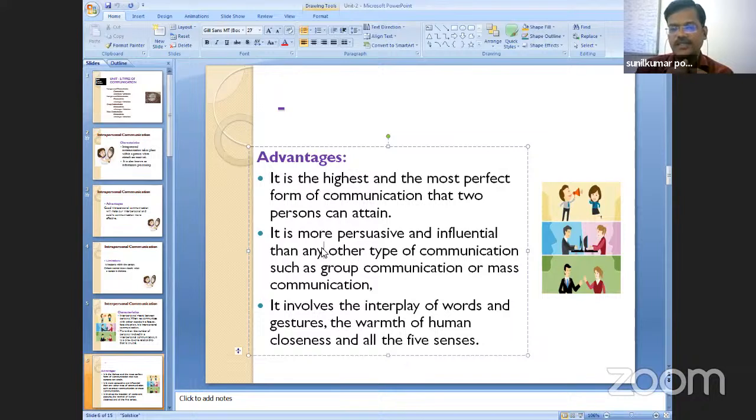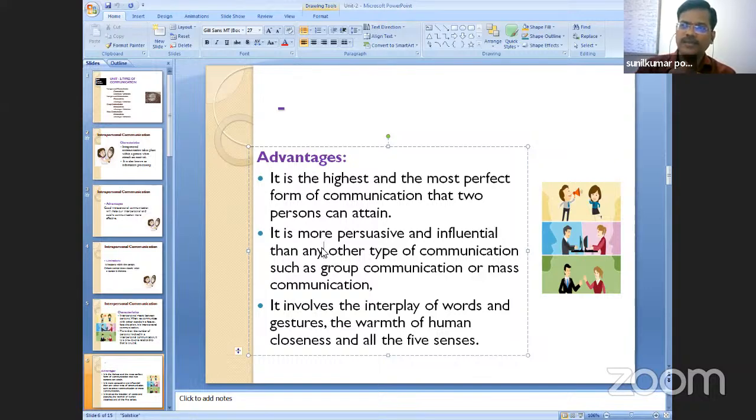Next, advantages. What are the advantages of interpersonal communication? It is the highest and most perfect form of communication that two persons can attain. Another advantage is that it is more persuasive and influential than any other type of communication, such as group communication or mass communication.